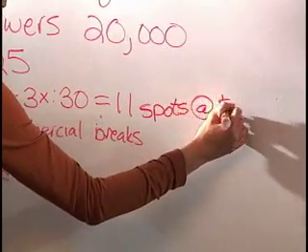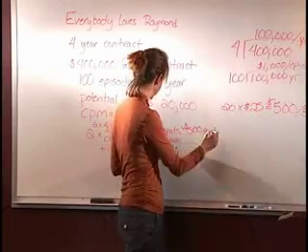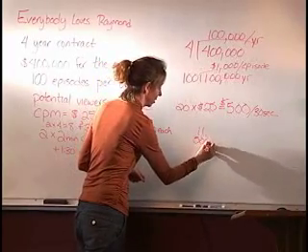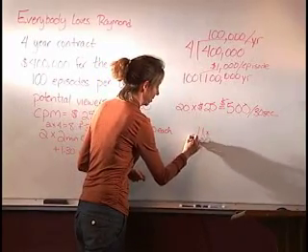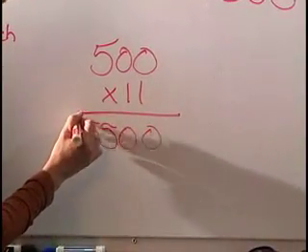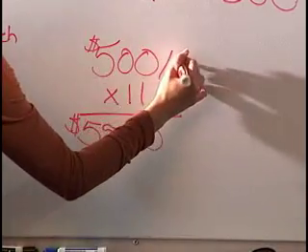So there's 11 spots in one episode. We're selling them for $500 a piece. So if we take that 11 and we multiply it by 500, we'll come up with $5,500 that we can make per episode if we had 100% sellout.